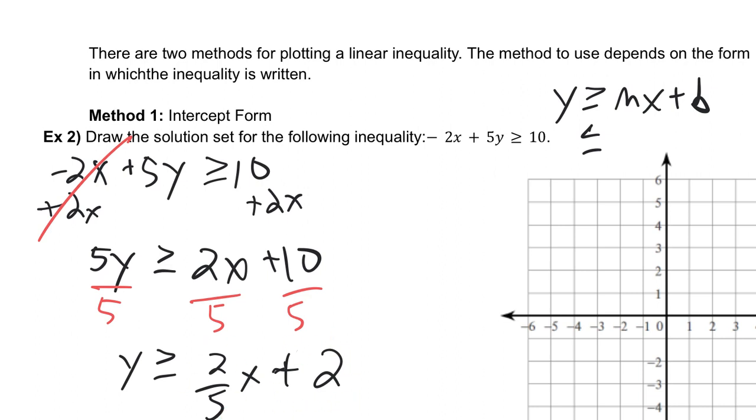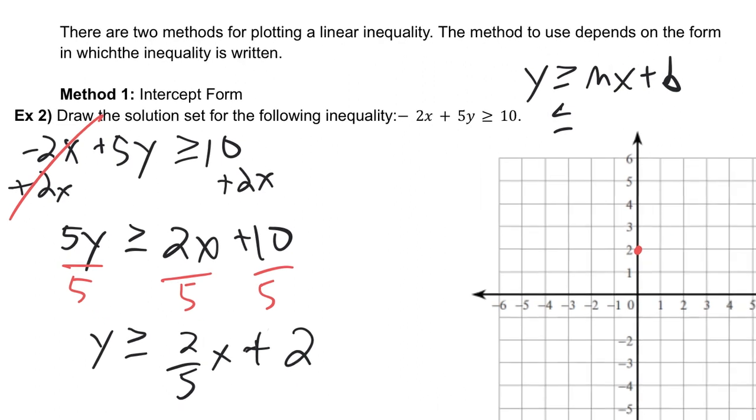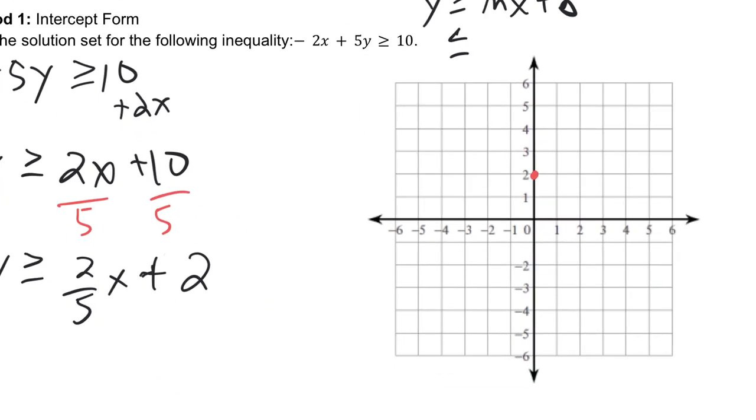So that's my y-intercept there. I'm going to start by marking it on my graph. So my y-intercept is 2. Okay, and our slope is 2/5. So we're going to count up to a rise of 2 and a run of 5. So remember that our slope is of the form change in y over change in x, okay?